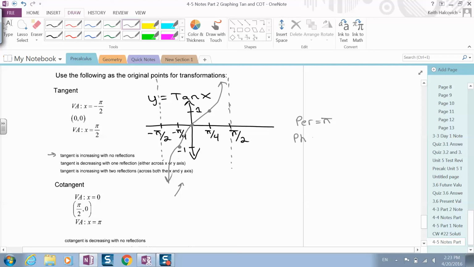The phase shift, pi times the horizontal stretch or shrink. The phase shift is equal to the horizontal shift. And just like cosecant and secant, there is no amplitude.